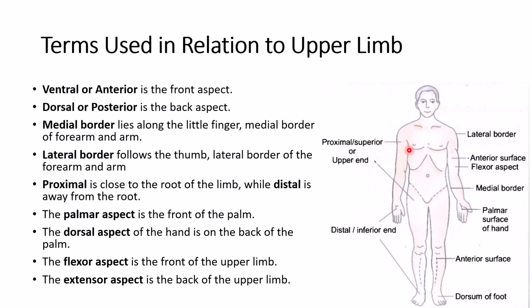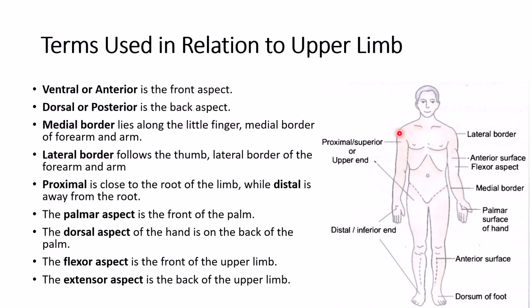Medial border, you can see here, this is the medial border in this diagram. This is the medial border where there is the little finger. See here, this is the little finger. This is the medial border of the forearm, and this will be the medial border of the arm, and it will go up till the axilla. So this is the medial border.